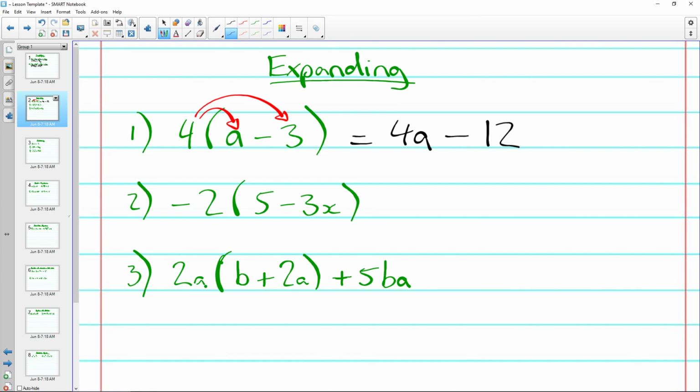So going into this next question, the exact same thing. We're just going to get this negative 2 and multiply it by 5. So negative 2 times 5 is negative 10. Make sure you're looking out for those negatives.